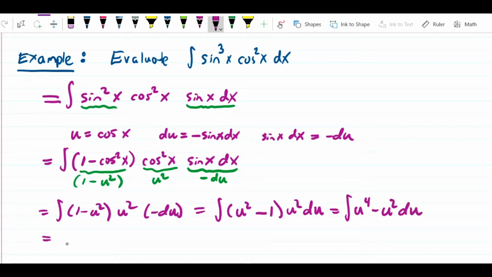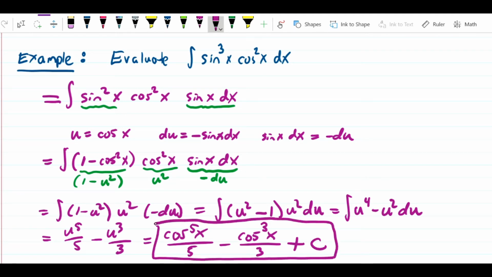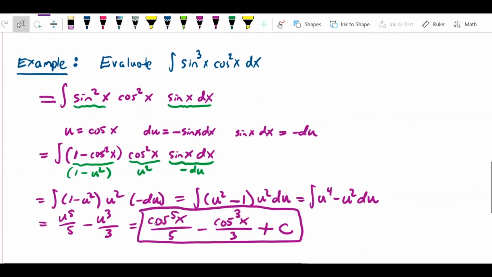And that's fairly easy to integrate, so this becomes u to the fifth over 5 minus u cubed over 3. Doing the back substitution, that gives us cosine to the fifth x over 5 minus cosine cubed x over 3, and of course the hardest part of the problem, the plus C. And there we go. So that is how you'd evaluate this otherwise really ugly looking sort of an integral.